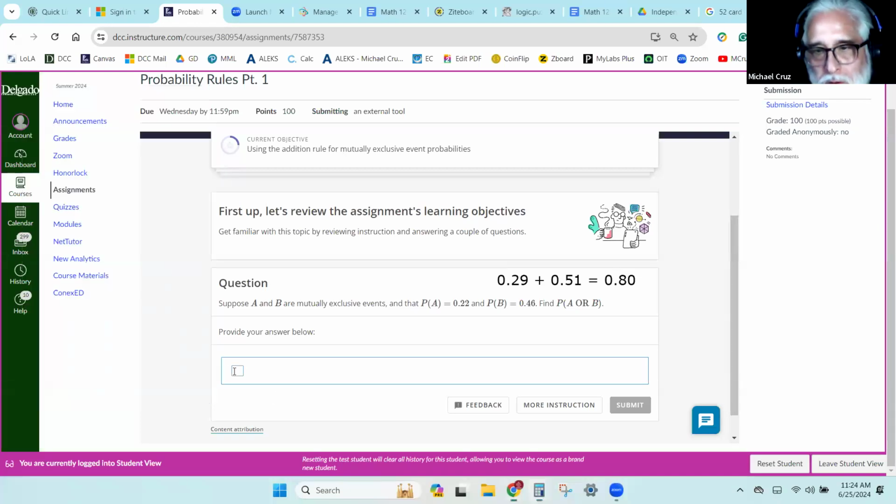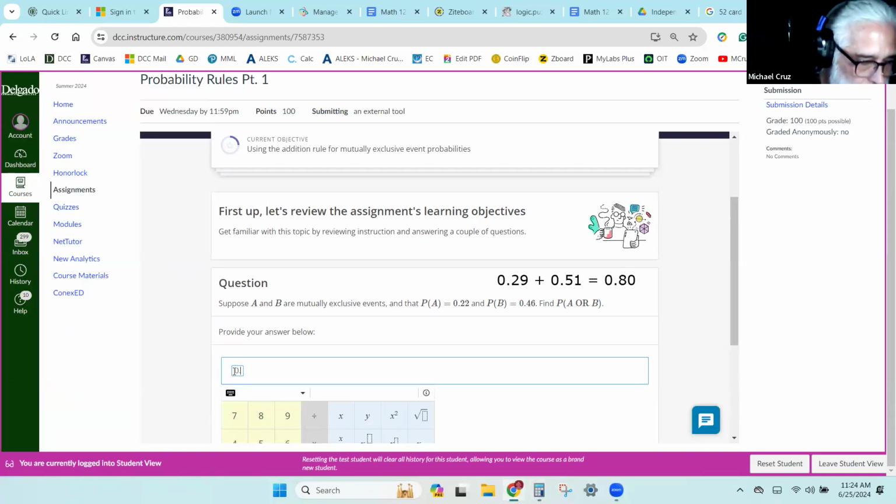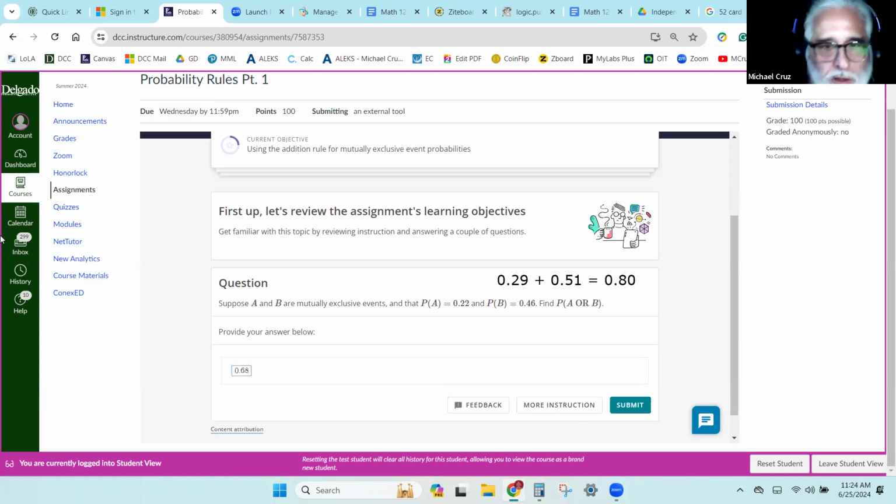So 0.68. So all we're doing is just adding those up because they're mutually exclusive. So all we got to do is add them up. There's no intersection, no overlap.